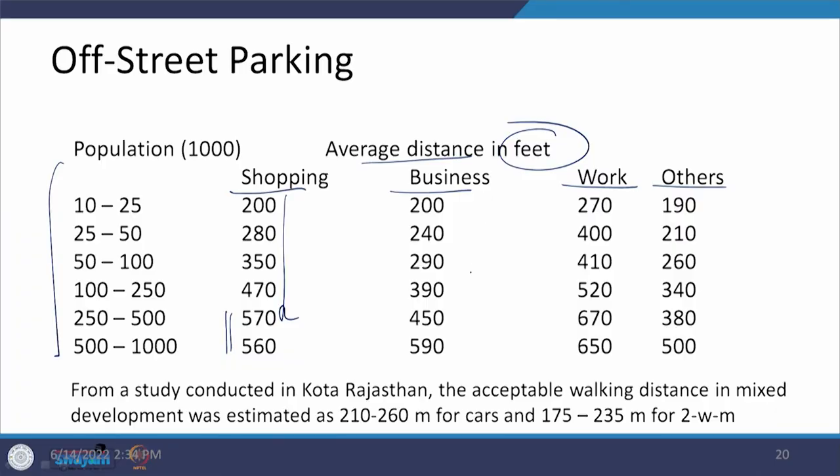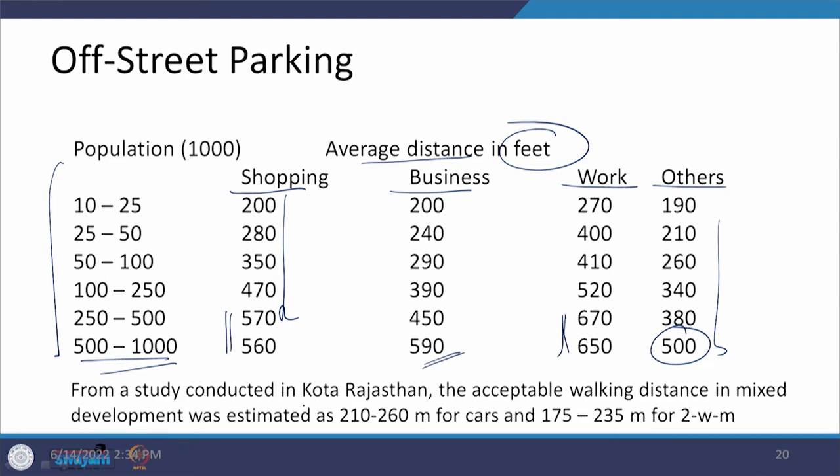And similarly in businesses, it is going up to 590. When you look at work, then again this is getting more or less saturated at this point, but in the rest of the things we are again going to 500. So, if we have this population segment of 5 lakhs to 10 lakhs, then we can assume that 500 meters is going to be an acceptable value for different purposes of the trip.